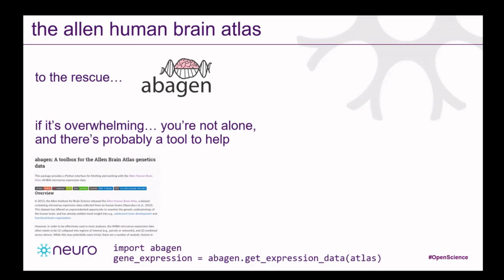Is that the one about Parkinson's? Anyways, whatever, some gene that you're interested in, and then you can say, I just want the expression for that one gene, and you input it to get_expression_data. Here's the gene I want, and it'll give you the output.